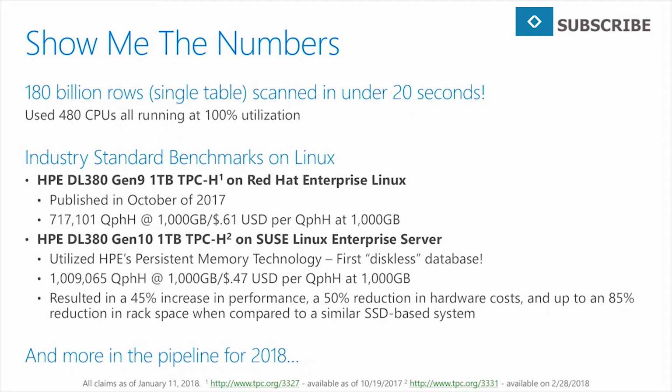To follow on that result, HPE published another TPC-H benchmark using SQL Server 2017 and SUSE Linux Enterprise Server. The unique aspect of this result is that it's a diskless database. HPE utilized their scalable persistent memory technology. This benchmark had only 2 disks installed, one for the OS and one for SQL backup. This configuration resulted in 45% more performance with a 50% reduction in hardware costs and an 85% reduction in rack space.